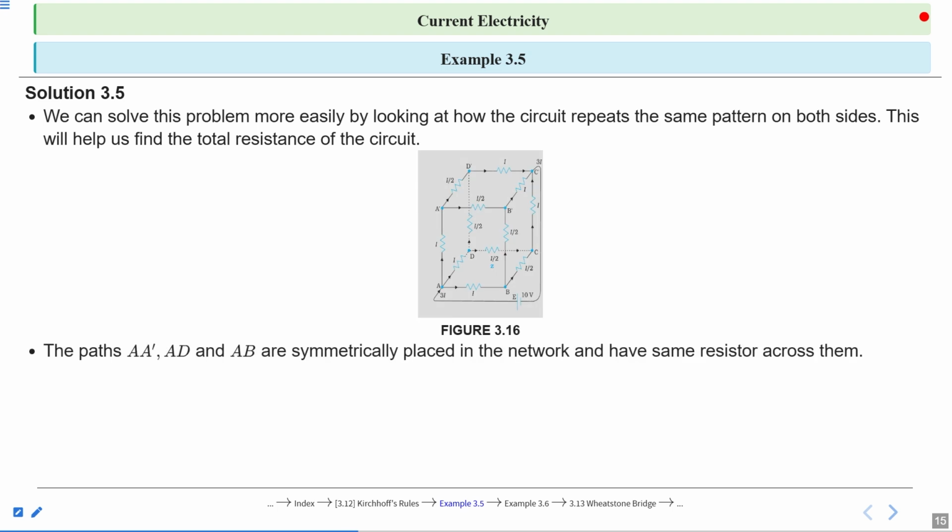So, path AA dash, you can refer to the diagram. The paths AA dash, AD and AB are symmetrically placed in the network and have the same resistors across them. Point A is at some positive potential, and these paths have the same resistor R across them. So the current will be the same due to symmetry. Thus, the current in each must be the same, say I.